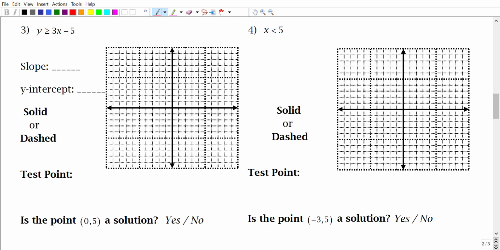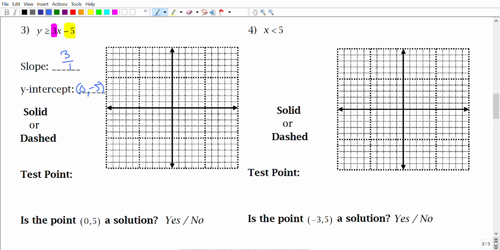Alright guys, let's see if we can do number 3, and then we'll move on to number 4. Once again, number 3 is in slope-intercept form, and just because it's now an inequality doesn't mean we can't identify that. Our slope is still just 3, or 3 over 1. And our y-intercept is still, always make sure you write it as a point, 0, comma negative 5.